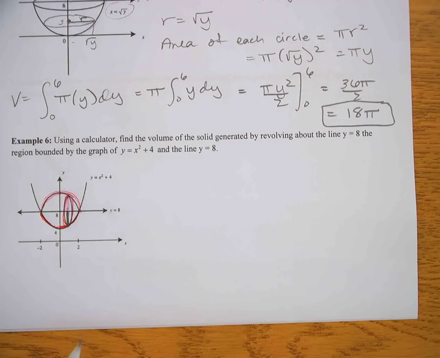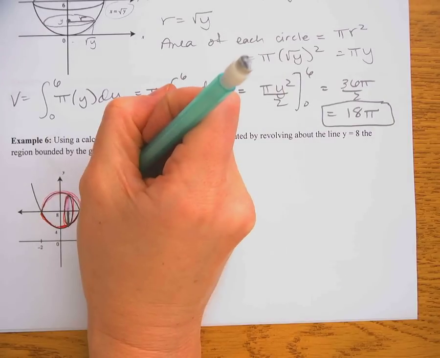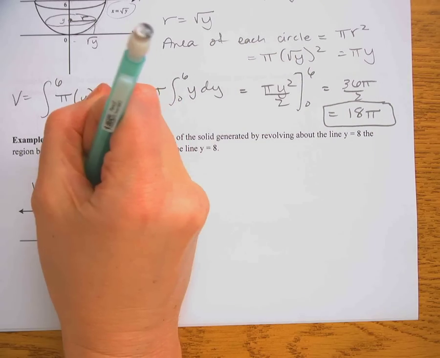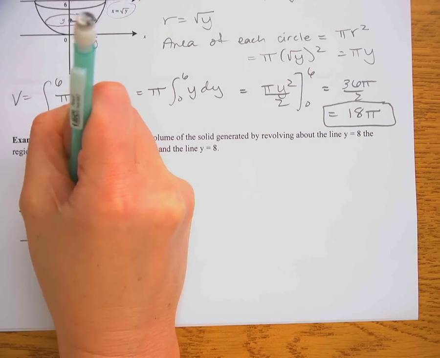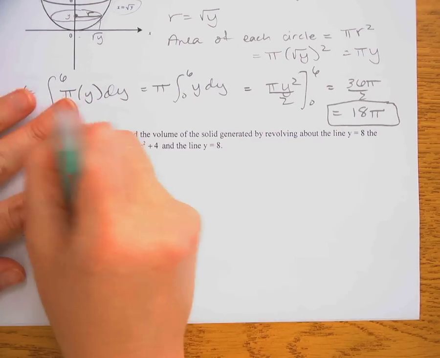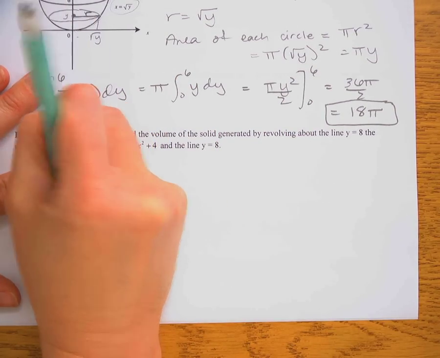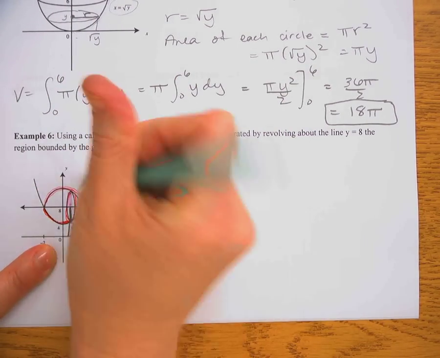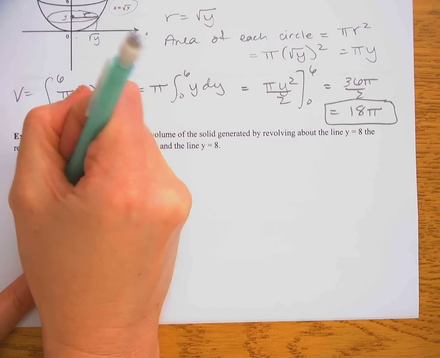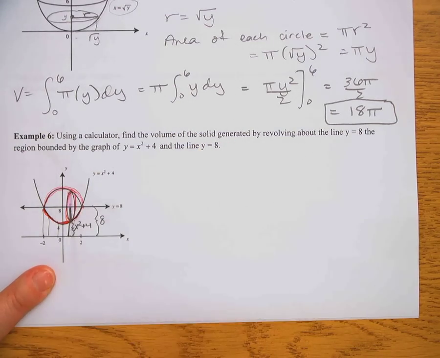Okay, notice that the distance between the line y equals 8 and the x-axis, that distance is 8. And notice that the distance from any point on the x-axis up to this curve would just be x squared plus 4. So this distance right here from the x-axis up to the tip of the curve would be x squared plus 4, because that distance changes depending on where x is. So that distance will just be described as x squared plus 4.